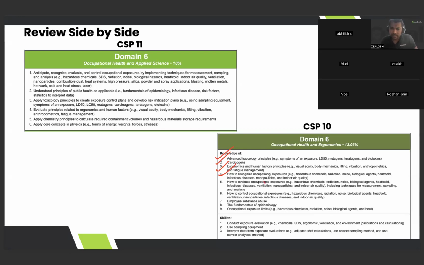Then how to recognize, how to evaluate, how to control those things. All are the same. Because the topic is the same, maybe it will be hazardous chemical, radiation, noise, vibration, anthropometry, ergonomics, everything. In that, how to recognize, how to evaluate, how to control. Then questions related to substance abuse, fundamentals of epidemiology, case control, retrospective, prospective, cohort studies. So that is fundamentals of epidemiology. Occupational exposure limits related questions: for any physical, chemical or biological hazards, there are permissible limits. So those types of questions. That was in the previous domain number 6. Here, what is the addition?